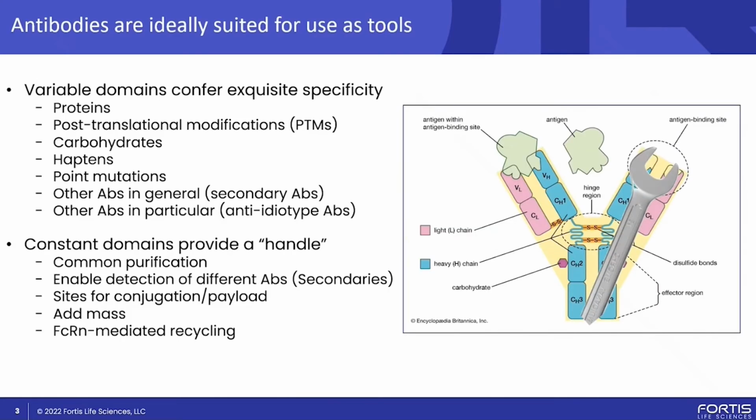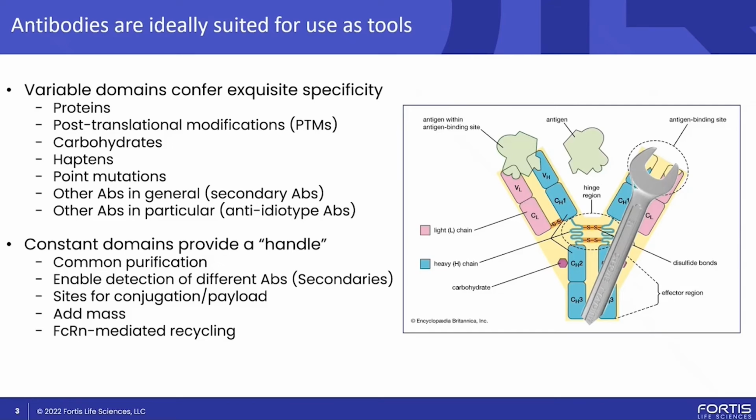So to begin with, antibodies are really ideally suited for use as tools. When I see a schematic of an antibody in my head, I see a wrench. You have the business end of the wrench, which fits whatever it's designed to fit, and a handle. And that's really what we have when we look at antibodies in terms of their variable domains, which are where the specificity of the antibody comes from. There's a very diverse range of specificities possible.